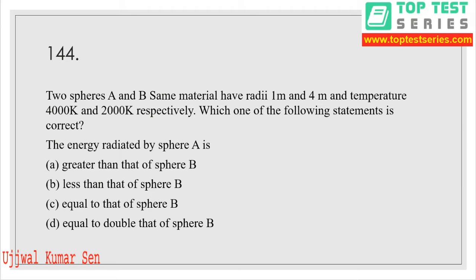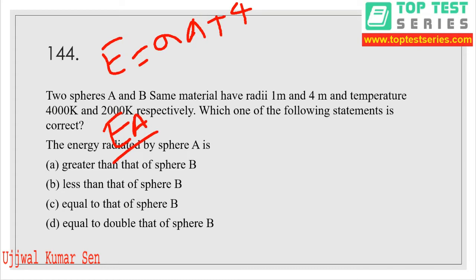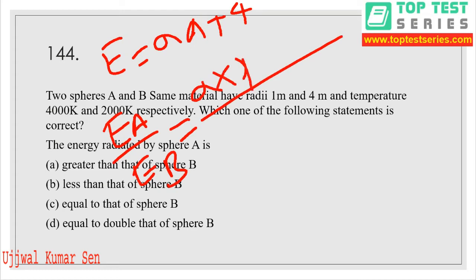The energy radiated by sphere A, we have to find out. We know that E is equal to sigma A T to the power 4. So we have to find a relation between EA and EB. We can write EA divided by EB is equal to sigma A, where A is 4 pi r squared for the sphere, so 1 squared, multiplied by T, that is 4000 to the power 4.